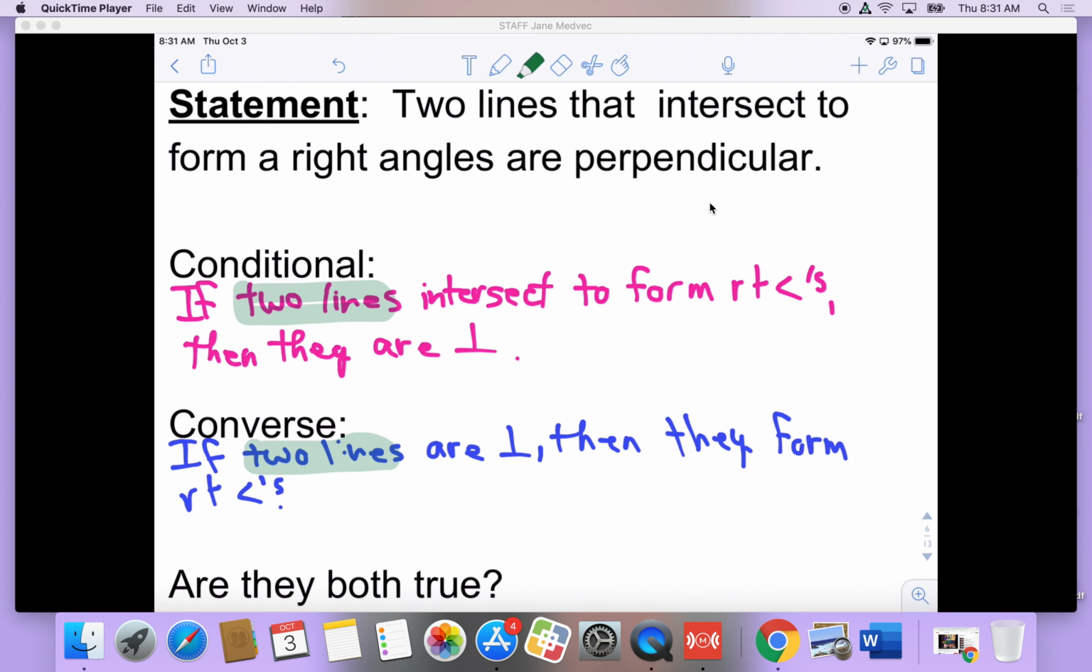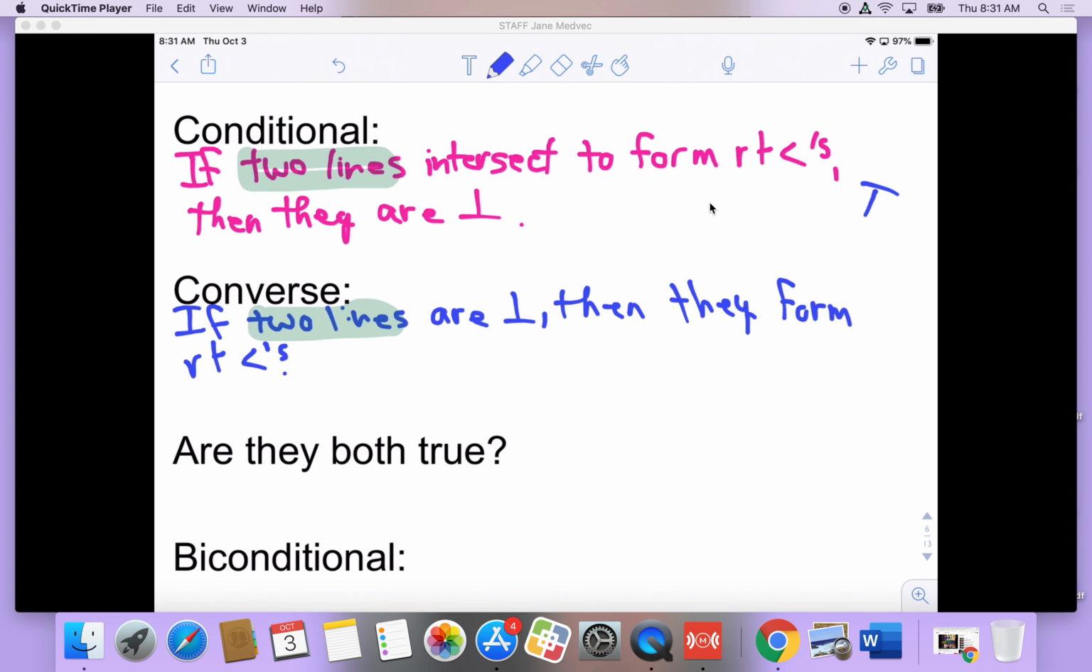All right, let's see if they're true or not. So the first one, if 2 lines intersect to form right angles, then they are perpendicular. Is that true? That is true. Okay, so that's true. I'm going to put a T there. If 2 lines are perpendicular, then they form right angles. Is that true? That is true. Okay, so are they both true?